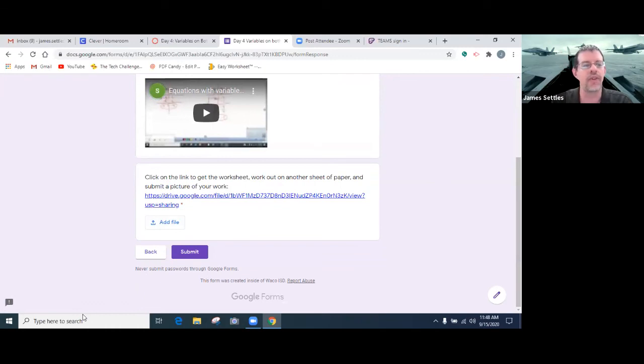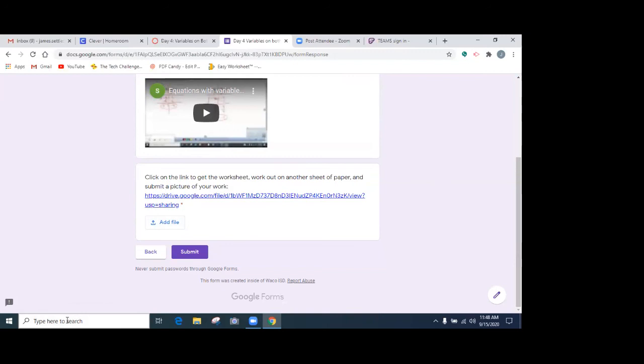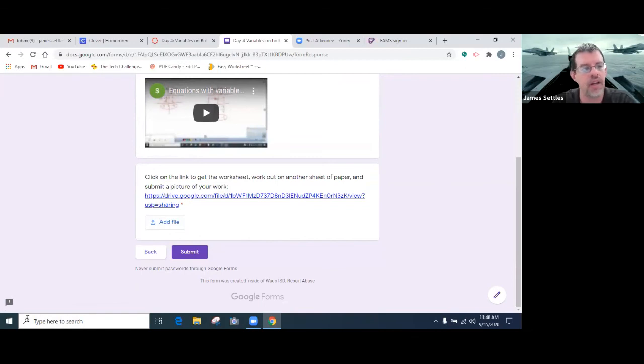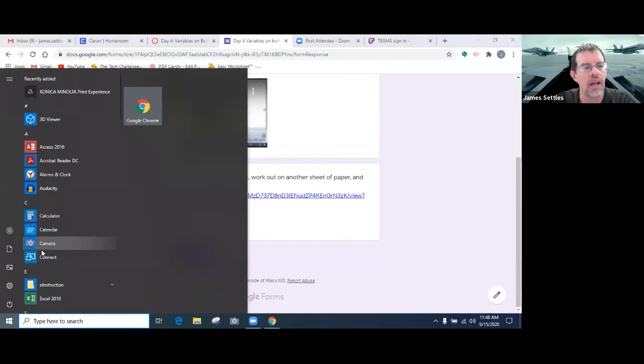Some of y'all have this search bar. Can y'all see the search bar on y'all's screen? Can y'all see that right there? Yes, sir. Okay. If you have the search bar, then you can type in camera. If you do not have the search bar, then touch this right here, and you're going to go find camera. It should be under C, so you should be able to see it pretty quickly.